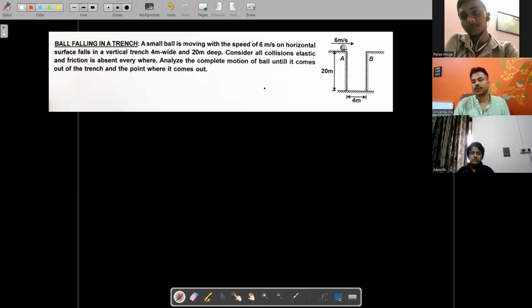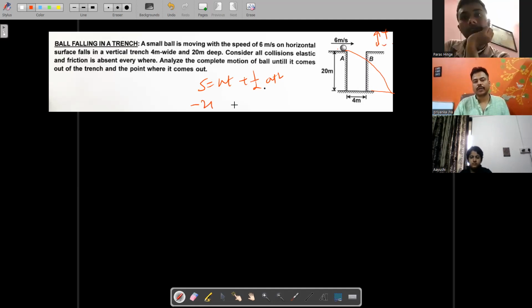See, when this will fall down, it will come like this. If the wall was not here, it would have gone this far, right? So now you can see how much time it will take to come down. You can apply displacement S equal to ut plus half at square. Because it is coming from here to the ground, the displacement is 20 downside. So if you take up as positive and down as negative, it is minus 20.